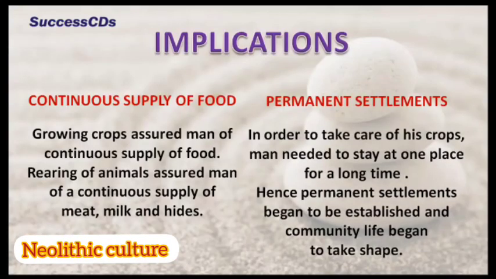Growing crops assured man of continuous supply of food. Rearing of animals assured man of a continuous supply of meat, milk, and hides. In order to take care of his crops, man needed to stay at one place for a long time. Hence, permanent settlements began to be established and community life began to take shape.